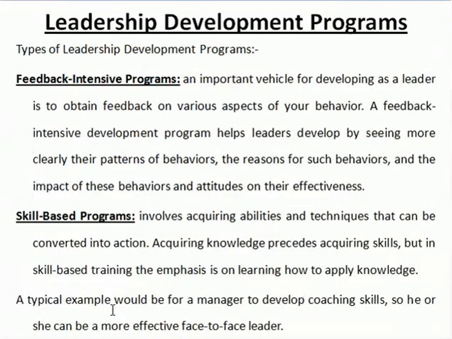We have some leadership development programs. We go one by one. Here we have different types of leadership development programs. We start with feedback interactive programs. It's the best one, usually used in many organizations. It looks something like double loop learning, where feedback plays a very important role.